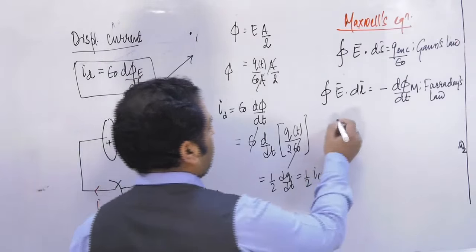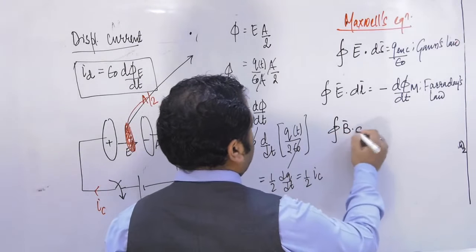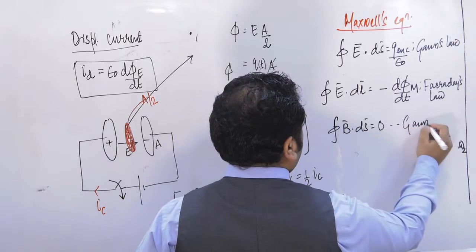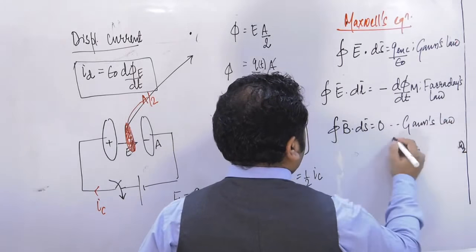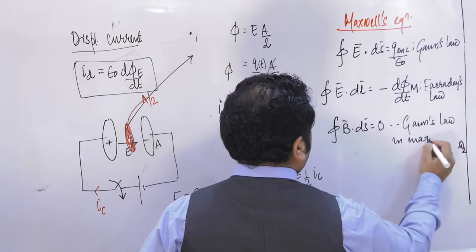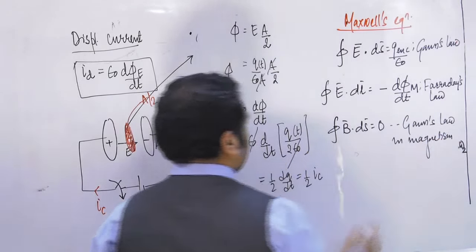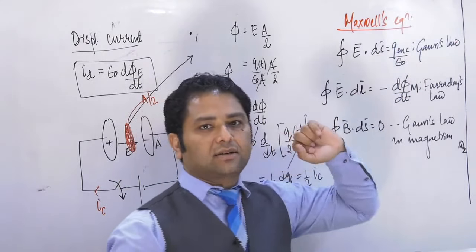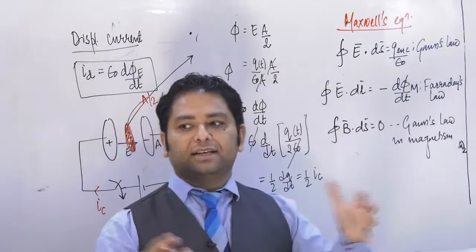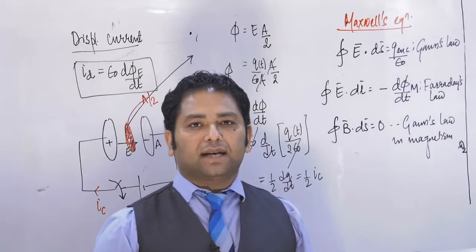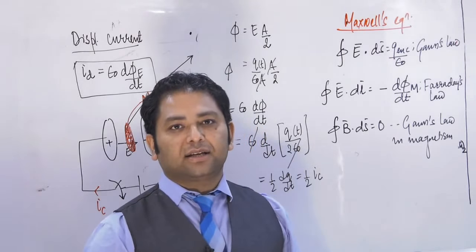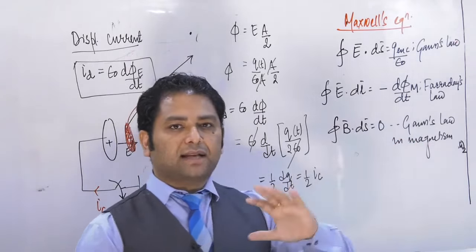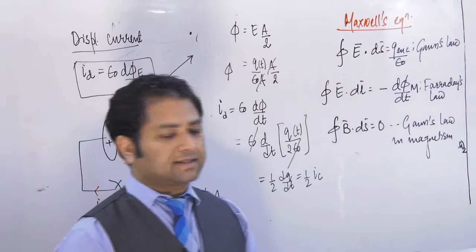And the third is B dot ds is 0, and that is called Gauss's law in magnetism. Because, you know, going with an analogy, E dot ds is charge enclosed, B dot ds would be magnetic charge enclosed, but you know that magnets always exist in dipolar form. So the consequence of this is magnetic monopoles do not exist.